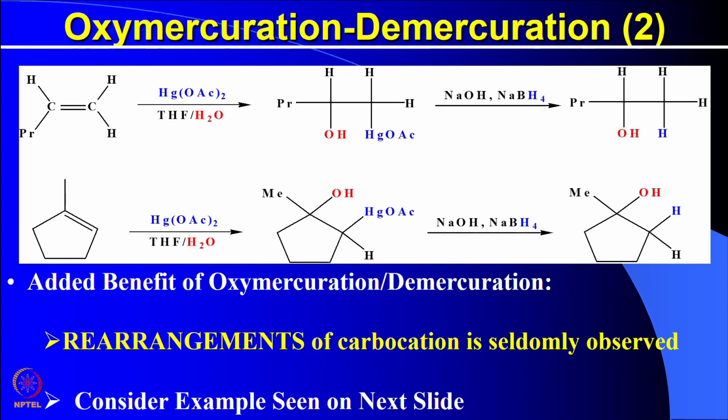So if you have the unsymmetrical alkene, this goes through the Markovnikov addition process and forms a product which is a Markovnikov addition product of water. This type of reaction can be done on cyclic alkenes as well. So in case of cyclic alkene, you get the intermediate like this, as we see here, and then on reacting with sodium borohydride, you get the water addition product.